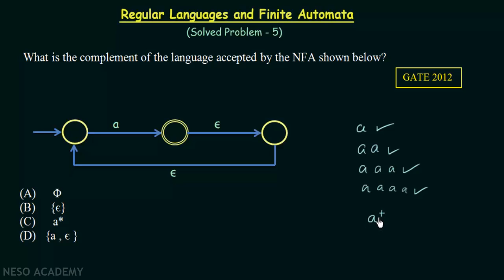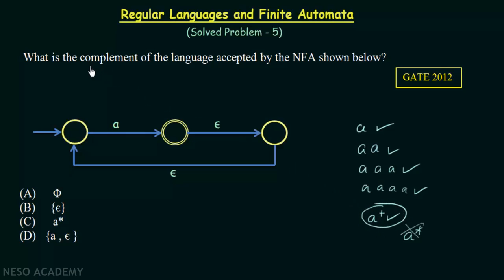Why did I write A plus? Because it has to be one or more A's. If it is A closure or A star, it means 0 or more A's. Even if it is 0 A's, it will be accepted. But in this case, we saw that at least one A has to be there. So it is not A closure, it has to be A plus. This is the language accepted by the NFA. Alright, so this is what the NFA accepts.